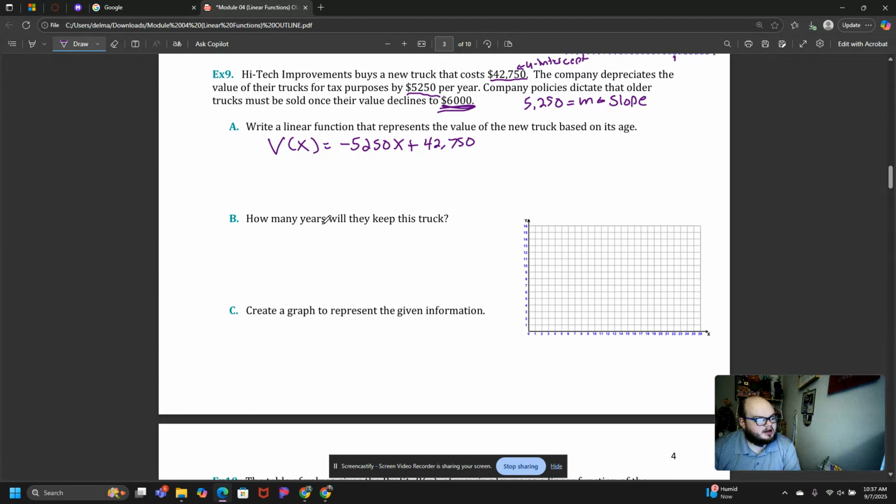Now we want to find out how many years they'll keep the truck. Well, we know that they have to get rid of it once the value goes below 6,000. So we can plug that in for V of X, or the value of the truck, and solve.